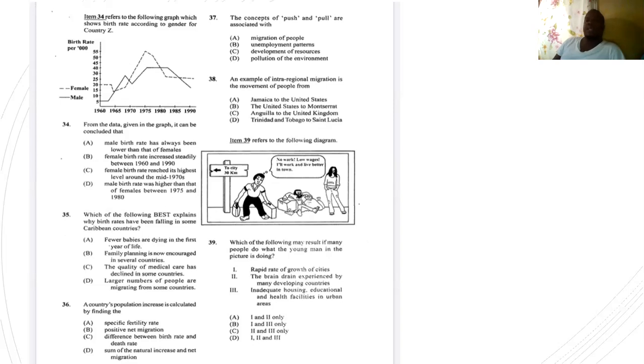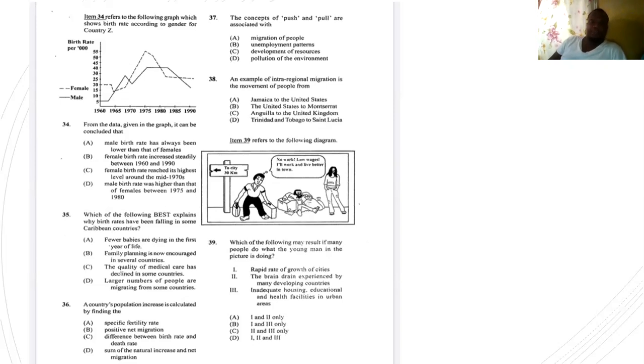C, Anguilla to the United Kingdom, two different geographical locations, the Caribbean and Europe. Trinidad and Tobago to St. Lucia, yes, that's intra-regional because it's within the Caribbean. So the answer for 38 is D, Trinidad and Tobago to St. Lucia. 39 now refers to the diagram.